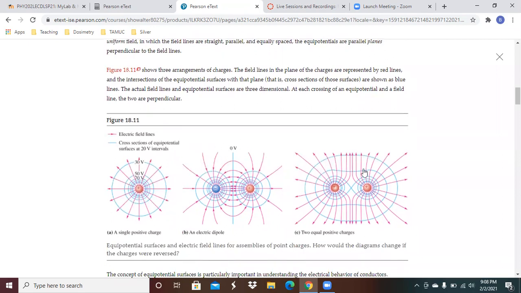So let's look at these arrangements of charge. We have a single positive charge, and we have cross sections of equipotential surfaces at 20-volt intervals. Here we have an electric dipole. We can see the equipotential surfaces here surrounding each of those. We have two positive charges here, and we can see the equipotentials surrounding these as well.